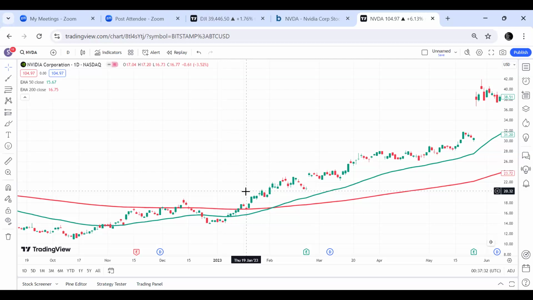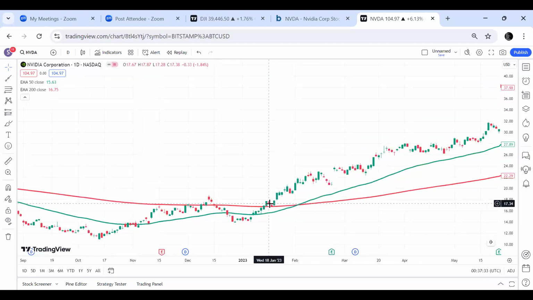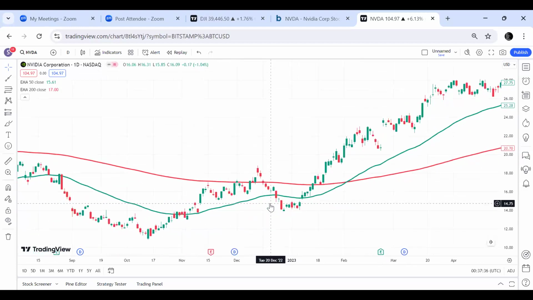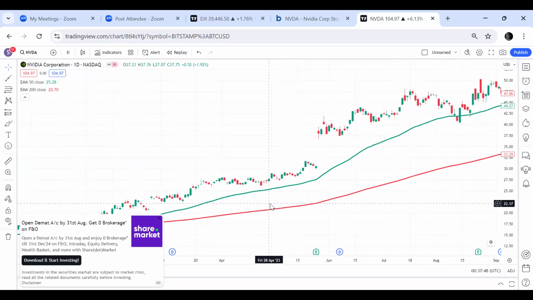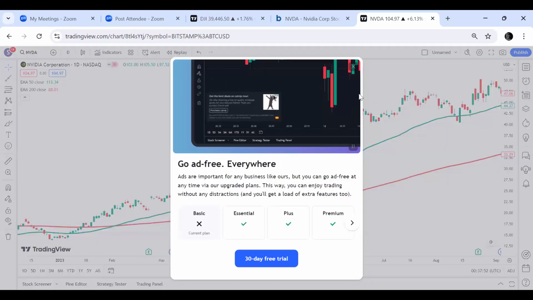By using these moving averages, it works many times. We can assume buy signals and sell signals, and we can also call it the golden crossover strategy and death crossover strategy. So what is this golden crossover strategy and death crossover strategy?